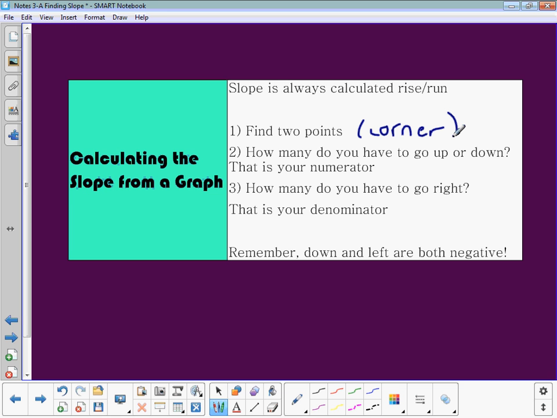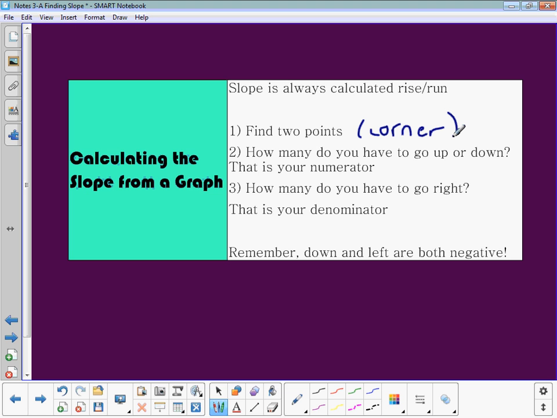Okay, then you have to figure out how many you have to go up or down to get to your next point. So count how many you have to go up, and that's going to be the numerator of your fraction. And then you need to count how many you need to go right. That's going to be the denominator of your fraction.